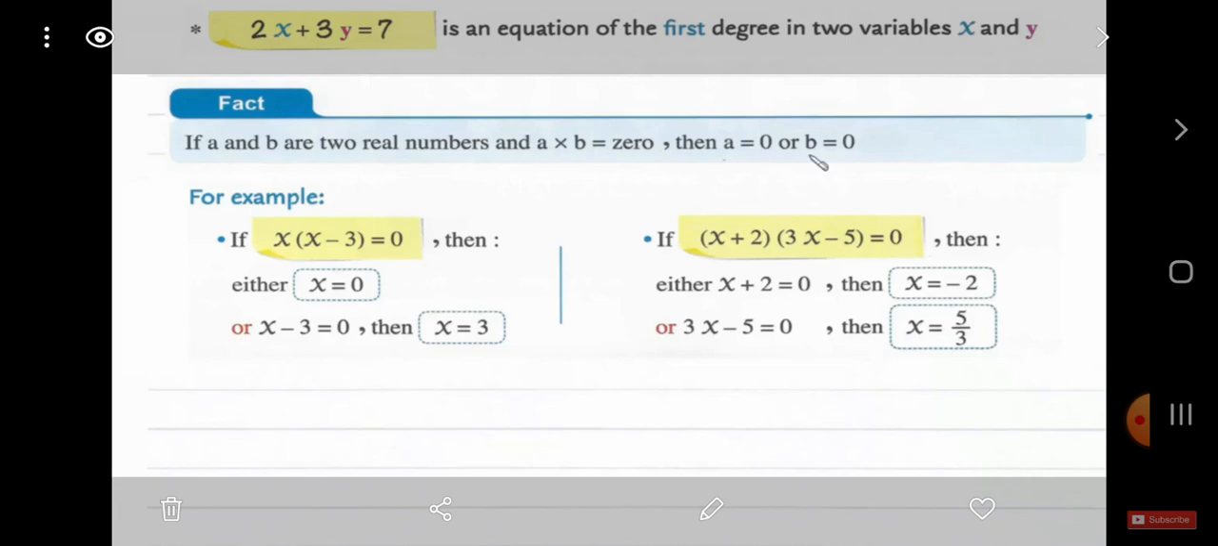Another example, (x + 2)(3x - 5) = 0. Then maybe x + 2 = 0, so x = -2, or 3x - 5 = 0, then x = 5/3.